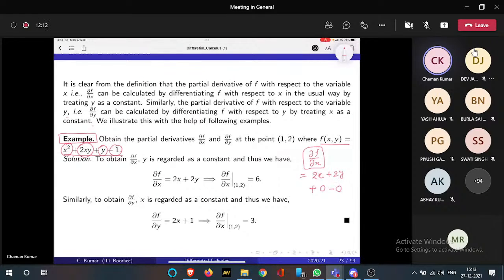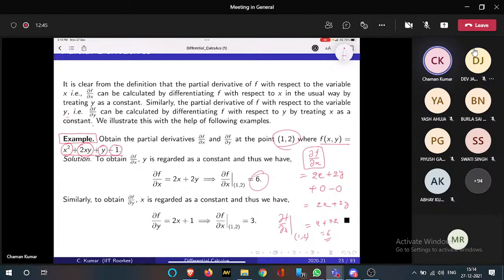So the partial derivative of this function will be this one, and you calculate this at the point (1, 2). So the partial derivative of f with respect to x at the point (1, 2) will be, substitute the value x is 2 and y is 2 into this, so it will be 6. So this is 6. Okay.